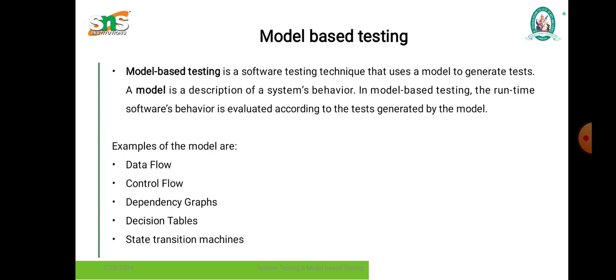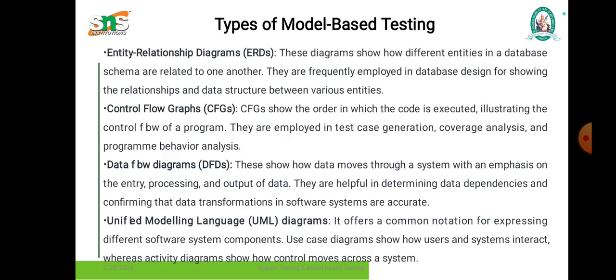And it is classified into different types of examples. So there are data flow, control flow, dependency graph, decision tables, state transition machines. So these are the examples for model based testing.